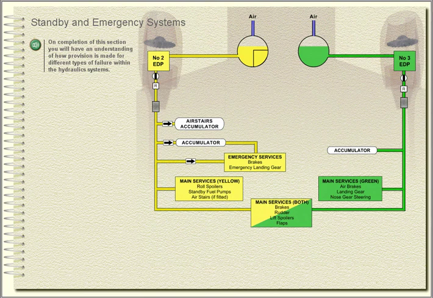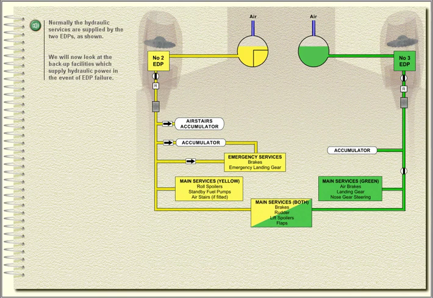Standby and emergency systems. On completion of this section, you will have an understanding of how provision is made for different types of failure within the hydraulic systems. Normally, the hydraulic services are supplied by the two EDPs as shown. We will now look at the backup facilities which supply hydraulic power in the event of EDP failure.